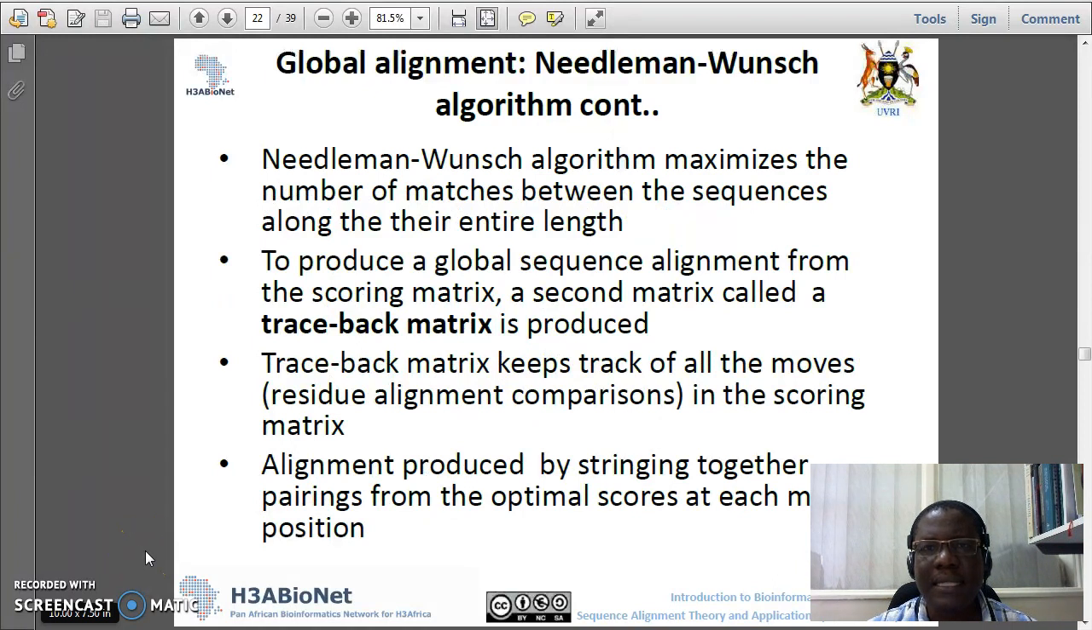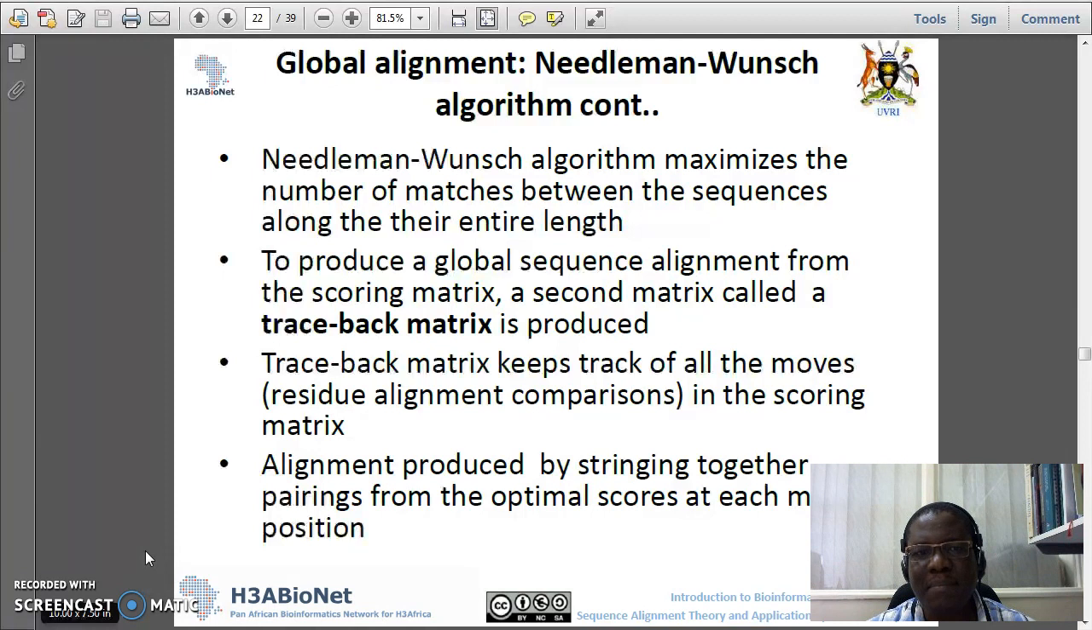Remember that this Needleman-Wunsch algorithm was designed really to maximize the number of matches between the sequences along their entire length. So to produce a global sequence alignment from this scoring matrix, you need a second matrix called a traceback matrix. Remember, you can't do all these comparisons in a very long sequence all at once. So you have to break up the positions into smaller problems, which you have to ensure have the optimal scores themselves. So to keep track of the trial moves that one has to go through, a second matrix called the traceback matrix usually is produced.